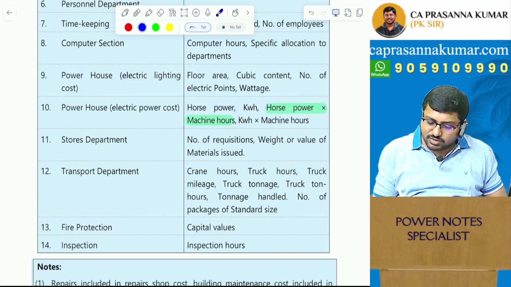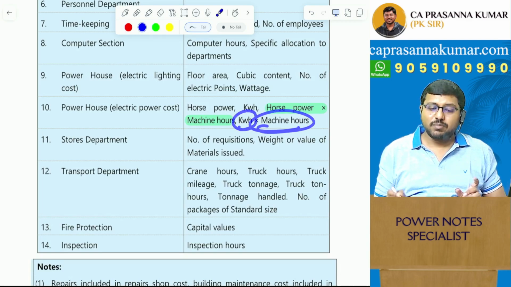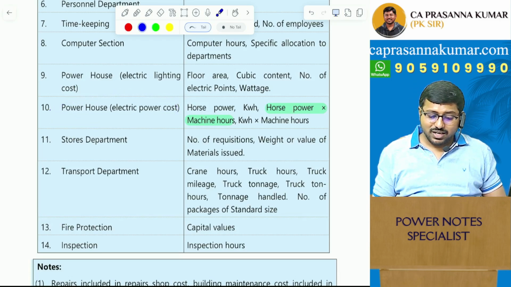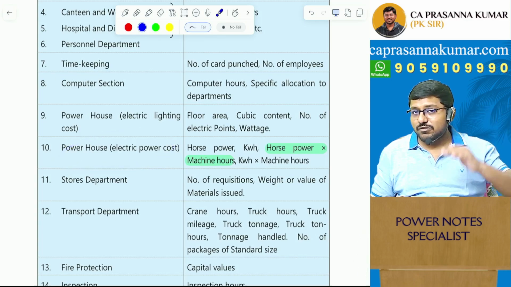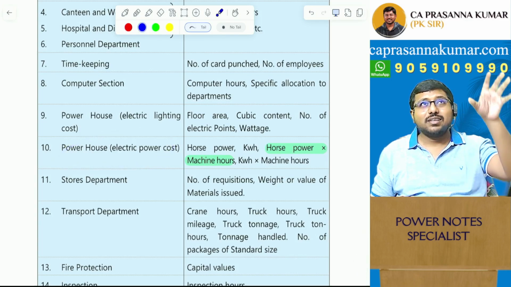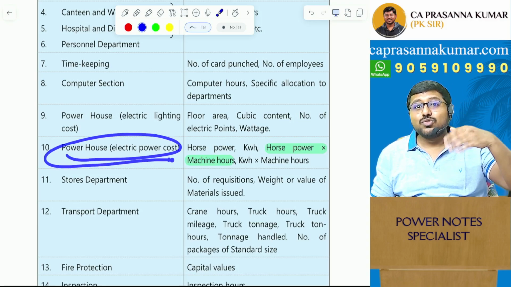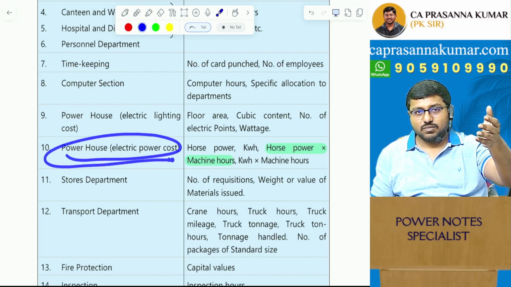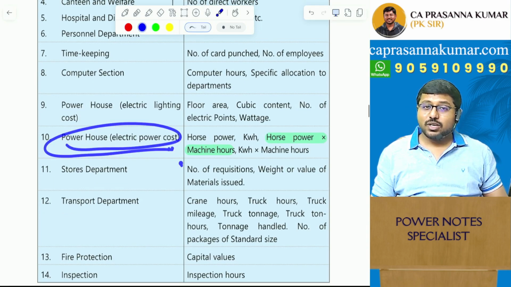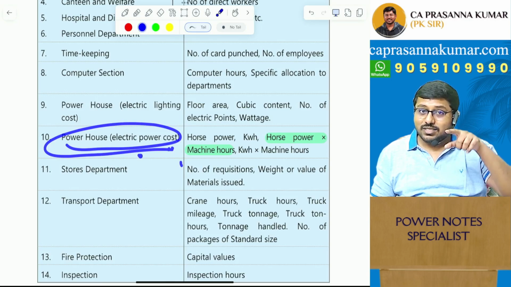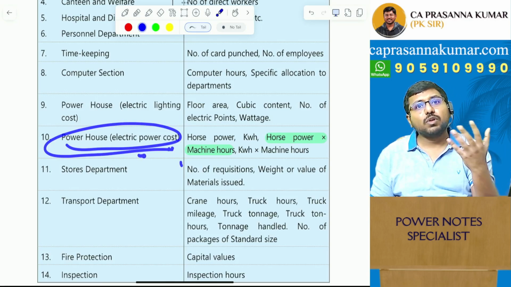Got it? Sometimes horsepower will not be given, kilowatt hours will be given. So you treat it as horsepower only, then kilowatt hours into machine hours, the multiplied value only, you should be apportioning your power cost. Very, very, very important, because this is not your electricity. Electricity is different from power. Electricity is used to light the light points, AC and stuff like that. Power we are talking about here is used to run the machines. You understand the point? So naturally, the more hours that you run the machine, the more the power consumption. At the same time, the more the horsepower of the machine, the more your power consumption.